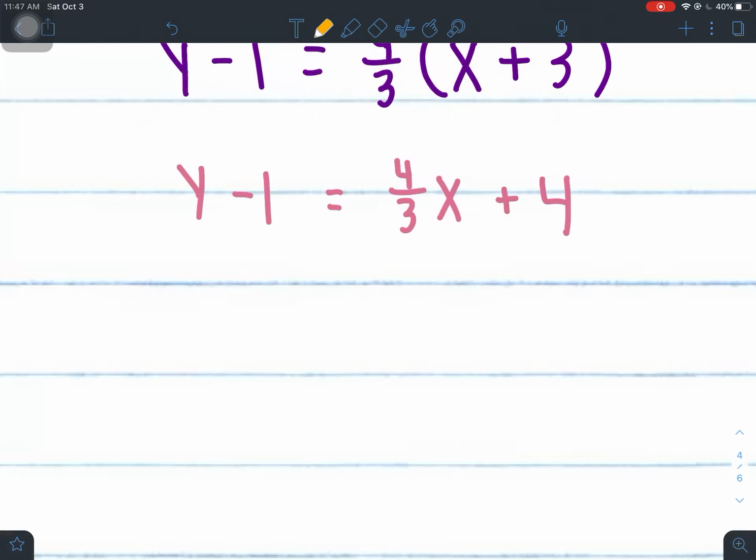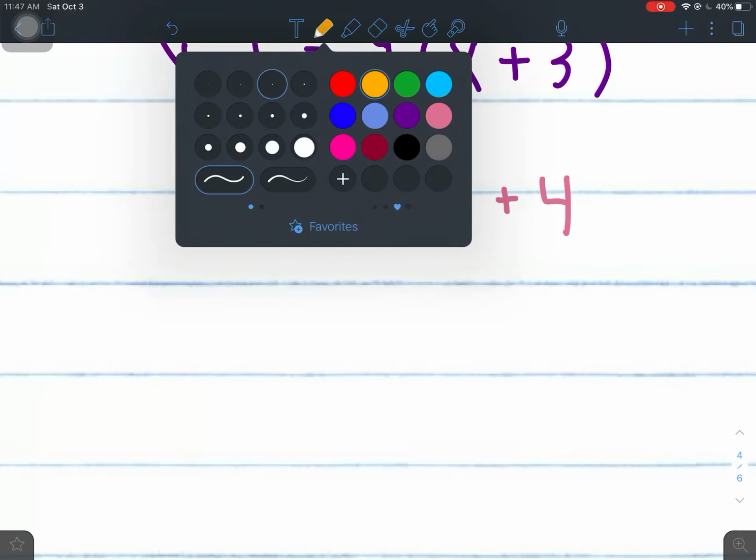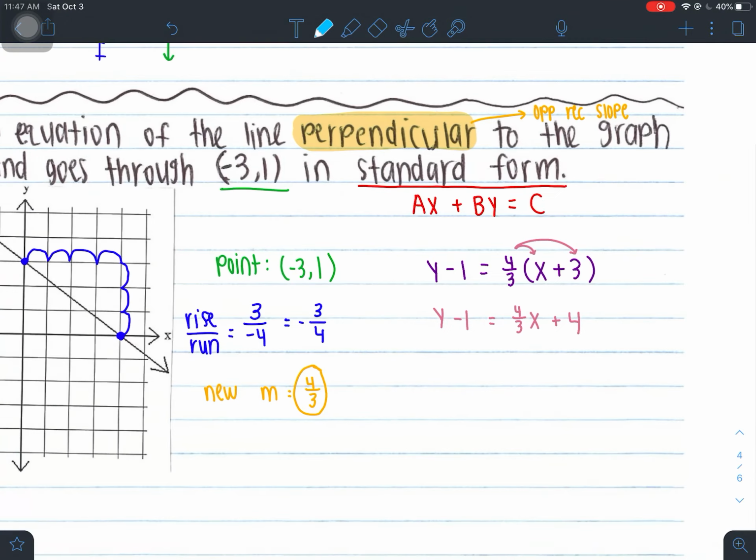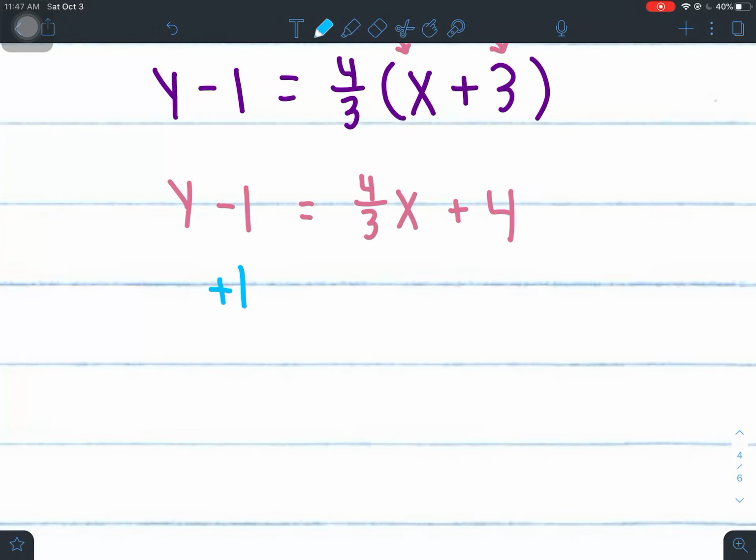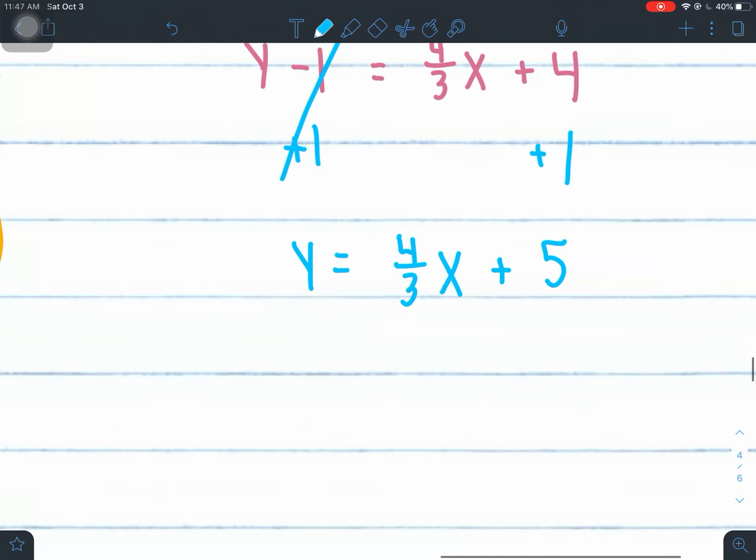And then my next step here is I'm going to get y by itself. I'm going to add 1 to both sides. Oops, I can't use yellow because I already used it in this one. I can use baby blue, right? Yep. Add 1 to both sides. So I have y equals 4/3 x plus 5. Now, this is in slope-intercept form. Now, normally we would stop here.